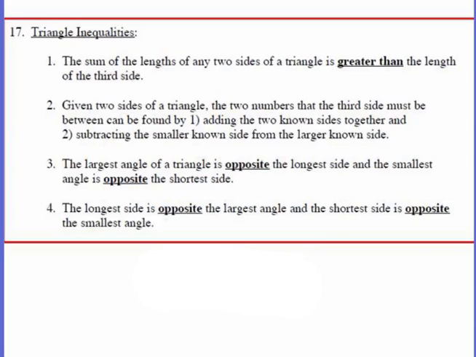The sum of the lengths of any two sides of a triangle is greater than the length of the third side. So given three numbers, let's see, we have like 3, 2, and 1. You add up the two smallest numbers, see if they are greater than the third. 2 plus 1 is not greater than 3, it's equal to it, so that would not make a triangle.